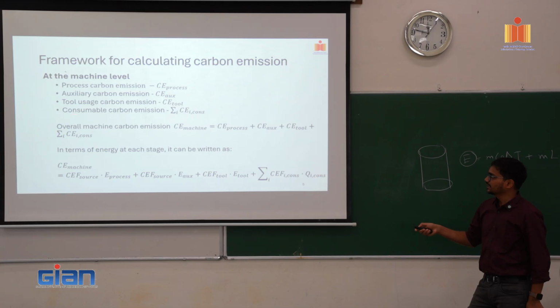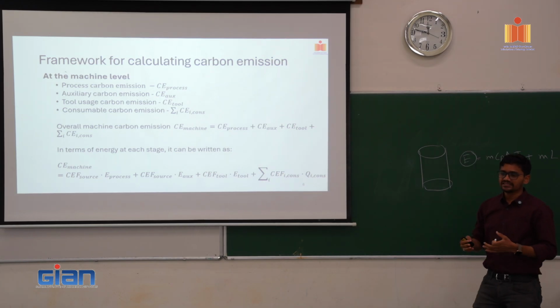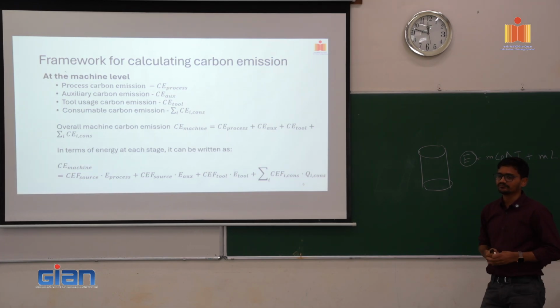And finally there will be the consumable. Okay, so you have some workpiece, and you want to machine it. The tool itself will undergo some wear and tear. But in addition, you might need to use some coolant. So that is a consumable here. You are using some coolant, how the coolant was manufactured, how the coolant was prepared. So there is some carbon emission related to that.